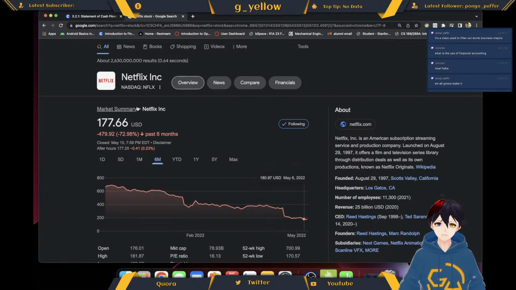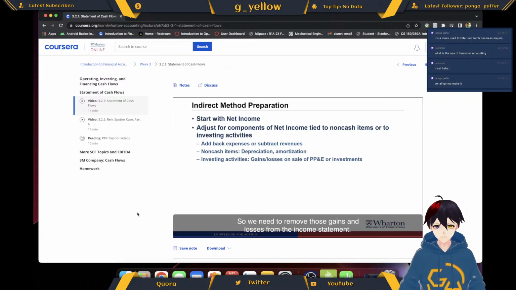But yeah, trying to read the financial statements from stocks, because recently there are a lot of market emotions, a lot of massive stock drops. So I want to make sure I can understand those.